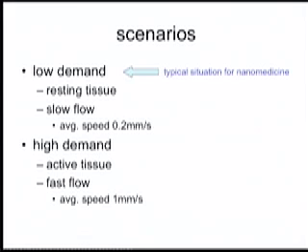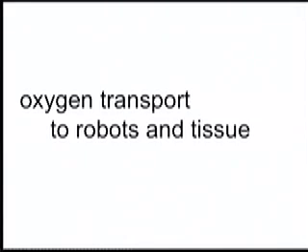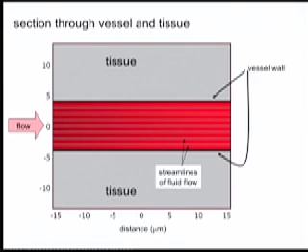You're probably not going to be having high-performing athletes coming in and needing these various medical treatments. But just to get a sense of what the range is, it's good to have both of these scenarios in mind. So first, let's have a look at oxygen transport to these robots. And here again is a cross-section through the tissue and the blood vessel.